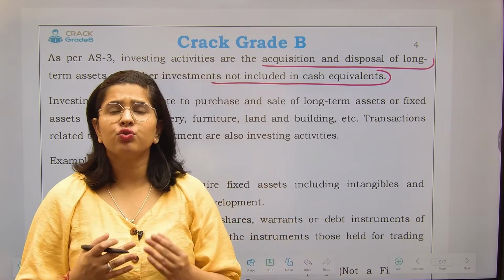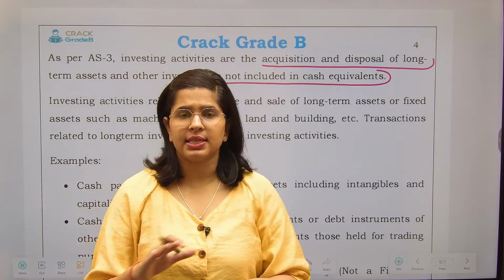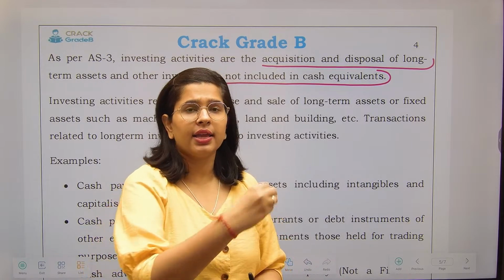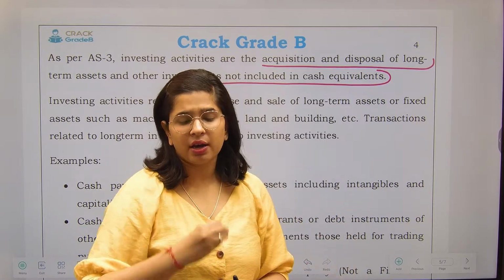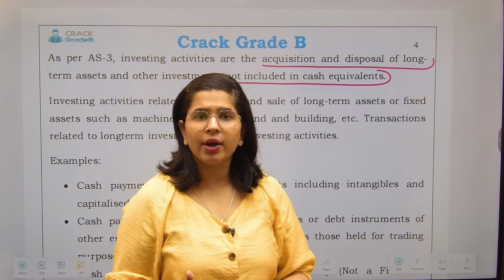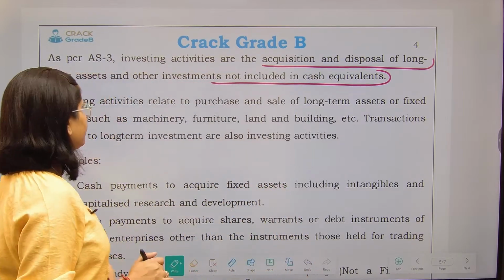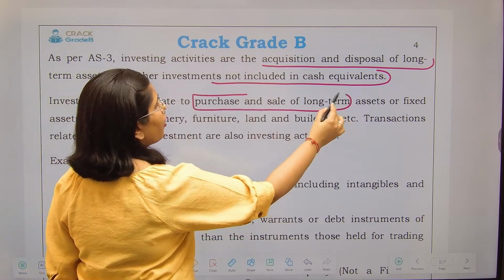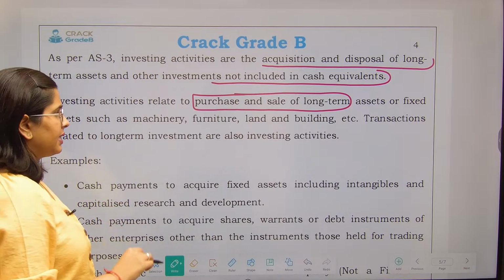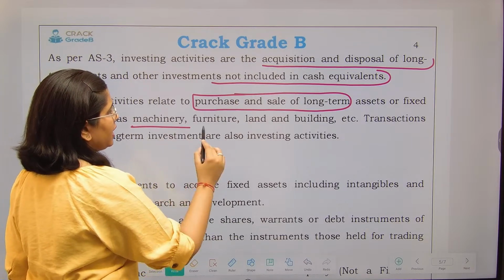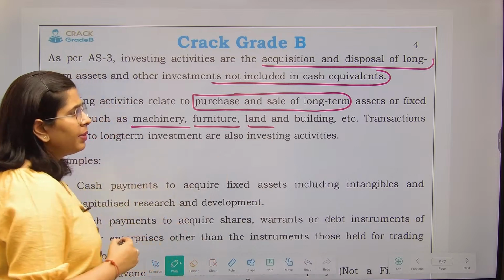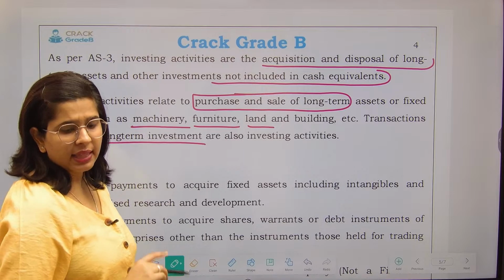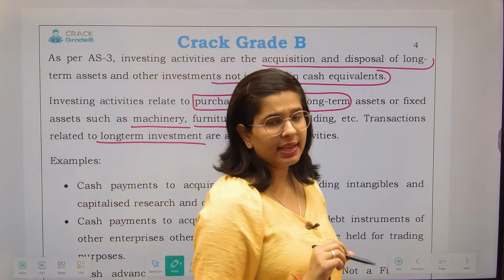Such activities which do not have relation with your business. Business से तो कोई लेना देना नहीं है. It is simply purely an investment out of which you are earning incomes. Understood my point? So this is called as investing activity. Investing activities relate to purchase and sale of long-term assets or fixed assets, like if you purchase machinery, furniture, land, building, as well as transactions related to long-term investments, they all are called as investing activity.